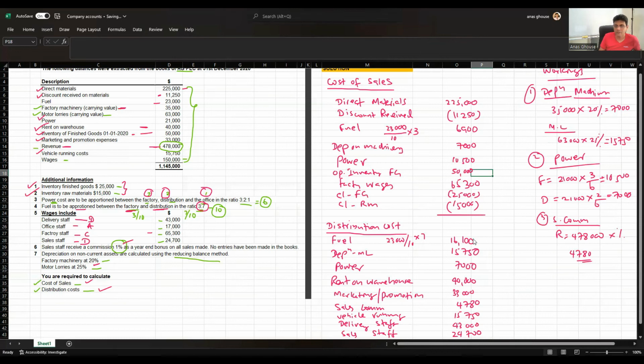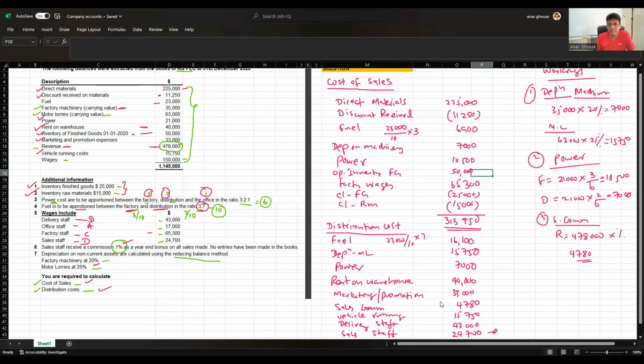Now, when you take the total of these two, that will be the total cost of sales and distribution cost. So let's take the total 225,000 minus 11,250, that is the discount received. Then 6,900 plus 7,000, then 10,500, 50,000, then 65,300, minus the closing stocks, 25,000 and 15,000. So that's going to be 313,450.